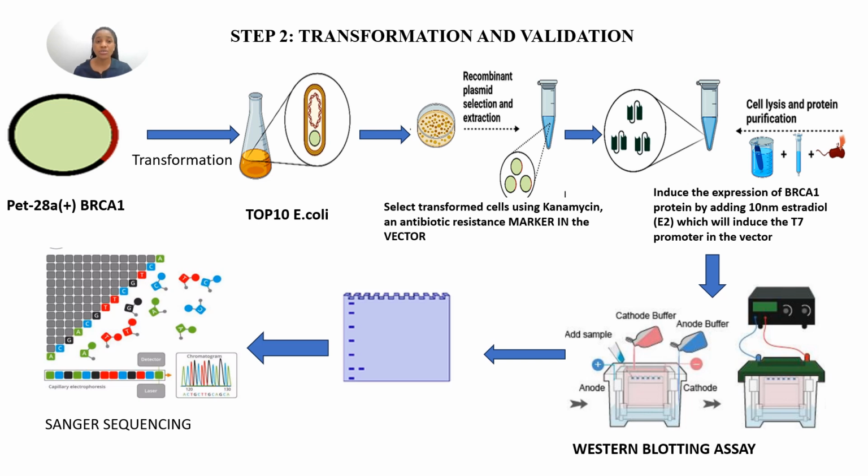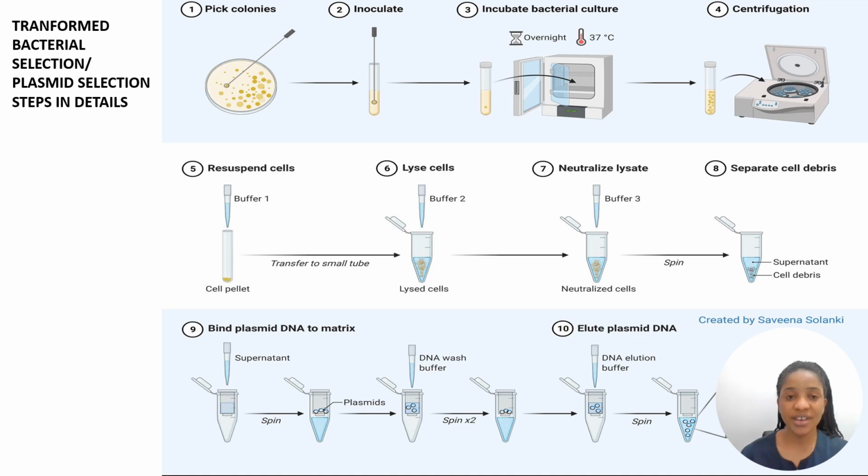I will go ahead to conduct cell lysis and protein purification. At this stage, I will be inducing the expression of my BRCA1 protein by addition of estradiol, which will induce the T7 promoter in the vector. I will also go ahead and do Western blotting to confirm this process, and that's the validation process, and also send it off for Sanger sequencing. So here are the details involved in selection of the transformed bacterial cells.